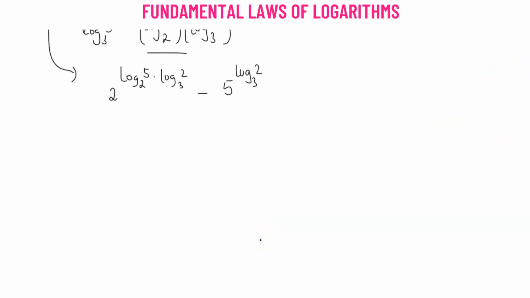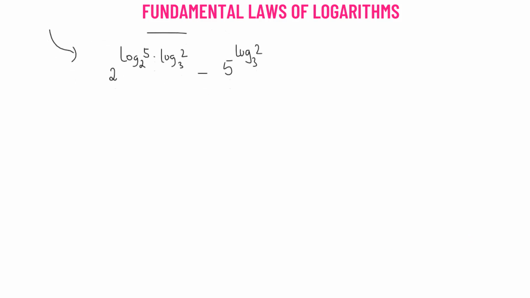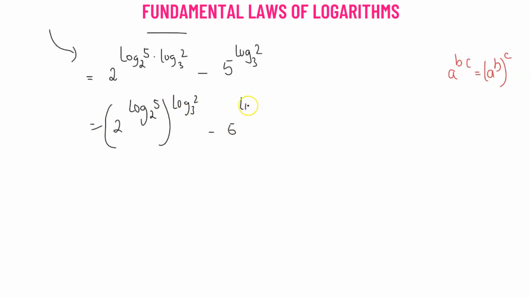The whole reason we are doing this in this particular fashion is that now we'll use a fact of the indices. If we have a raised to the power of b times c, this is the same as a raised to the power of b, whole raised to the power of c. We'll use this fact to rewrite our first term as 2 raised to the power of log of 5 with the base of 2, whole raised to the power of log of 2 with the base 3, minus the second term, 5 raised to the power of log of 2 with the base 3.